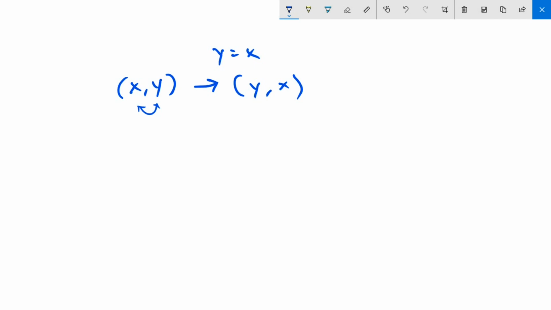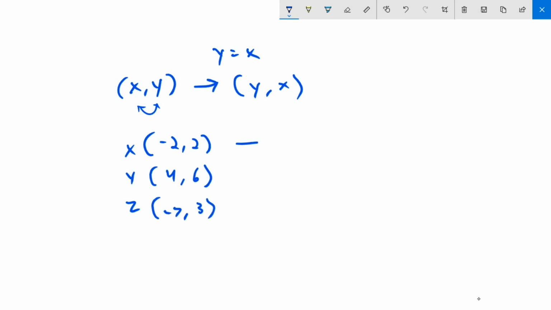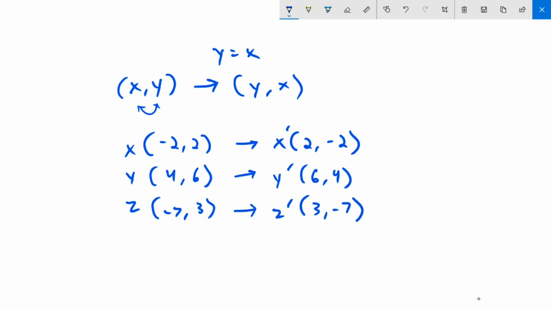Here's a quick example. Let's say we have a triangle with points X, Y, and Z. X is, let's just say, (2, -2). Y is, let's say, (4, 6). Z is (-7, 3). Then for our new points, all you have to do is switch the y and the x values. So X prime would be (-2, 2). What would Y prime be? It's going to be (6, 4). And lastly, Z prime would be (3, -7). So this is the rule for reflecting over a diagonal line.